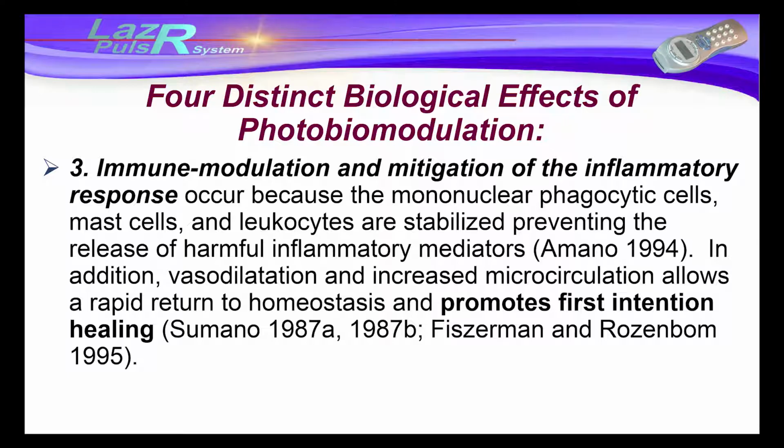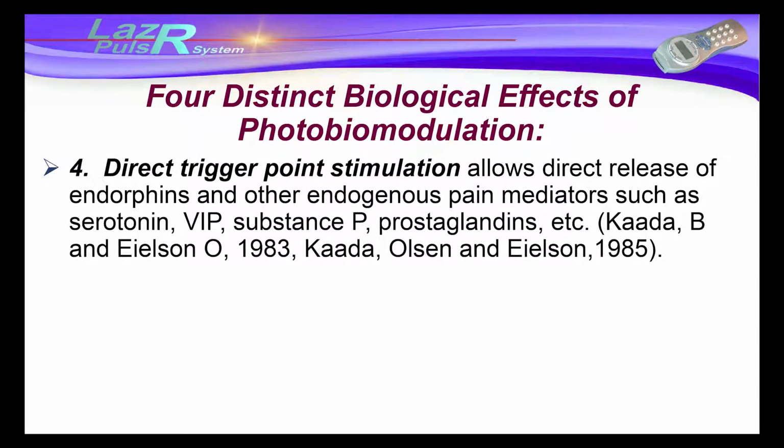This occurs because the mononuclear phagocyte cells, mast cells, and leukocytes are stabilized, preventing the release of harmful inflammatory mediators. In addition, vasodilation and increased microcirculation allows a rapid return to homeostasis and promotes one of the most amazing effects called first intention healing, which describes some of the most miraculous healing results anyone could imagine. And fourth is direct trigger point stimulation, allowing direct release of endorphins and other endogenous pain mediators such as serotonin, VIP, substance P, prostaglandins, and so on.